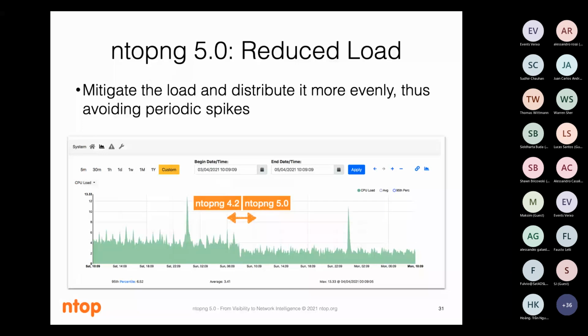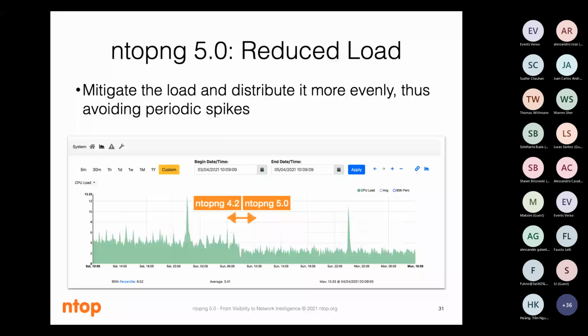Among the other news that we brought with ntopng, we can find a reduced load. Our experiments have demonstrated load reduced by approximately 1/2 between ntopng 4.2 and 5.0, and we were also able to distribute the load more evenly to mitigate the periodic spikes that were occurring at regular intervals of time before this release.